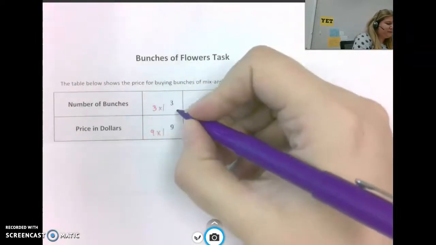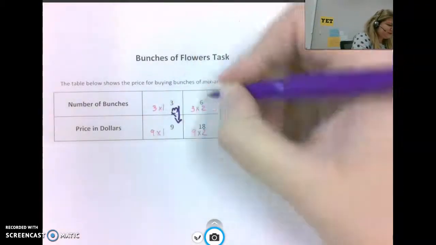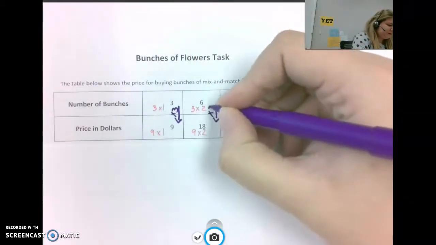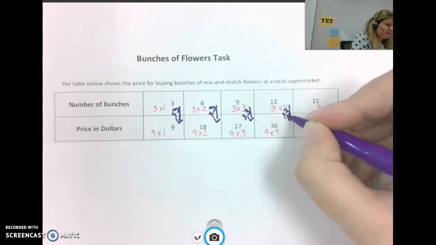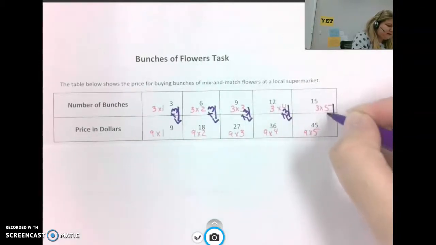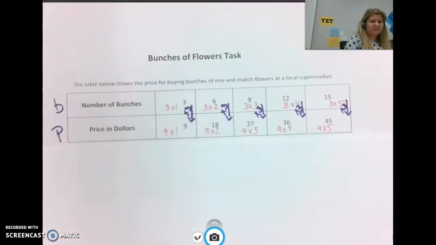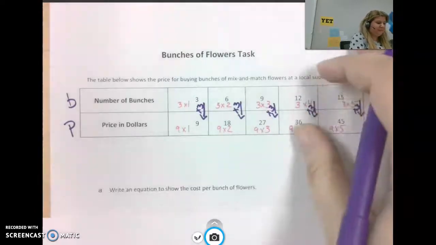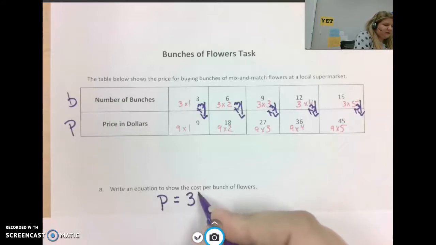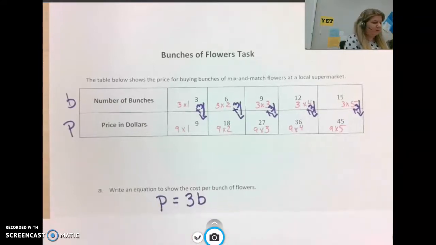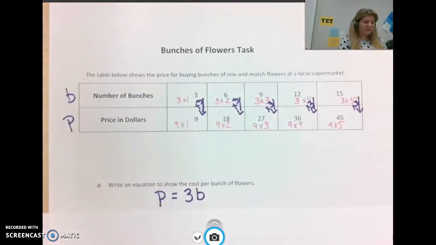Okay, if I'm going from bunches of flowers to the price, that's times 3. Let's see if that's always true. $15 times 3. So that's always true here. To go from bunches to price, it's times 3. In other words, and here's an equation, the price equals 3B, or $3 per bunch. That's what I was looking for here. And that is our unit rate.